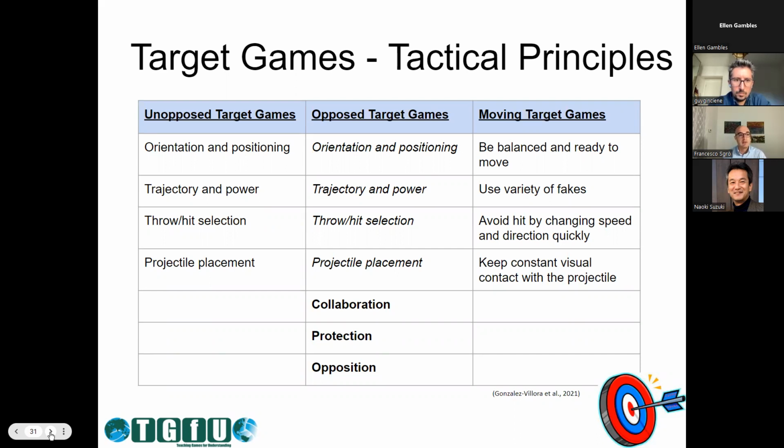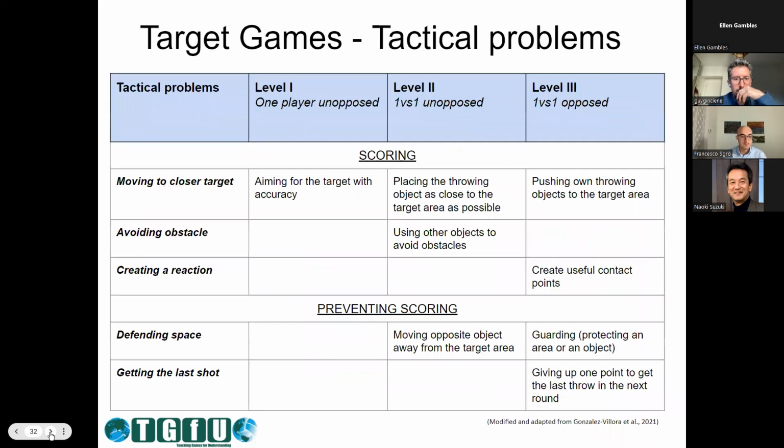For moving target games, the tactical principles are strictly related to the player's motion. So the tactical principles related to these games are: be balanced and ready to move, use a variety of fakes for avoiding the opponent's ball, change speed and direction quickly, and keep constant visual contact with the opponents for avoiding their hit or their throw. Next slide, please.